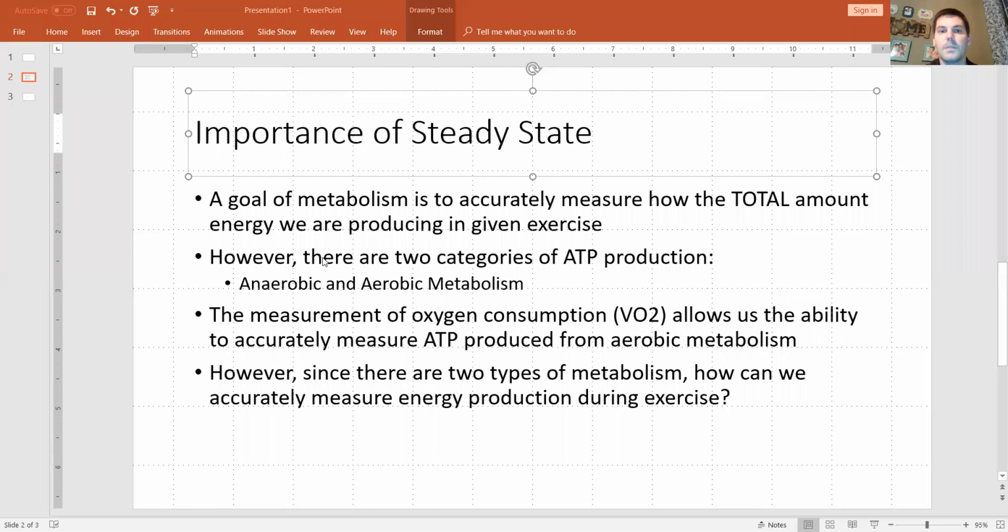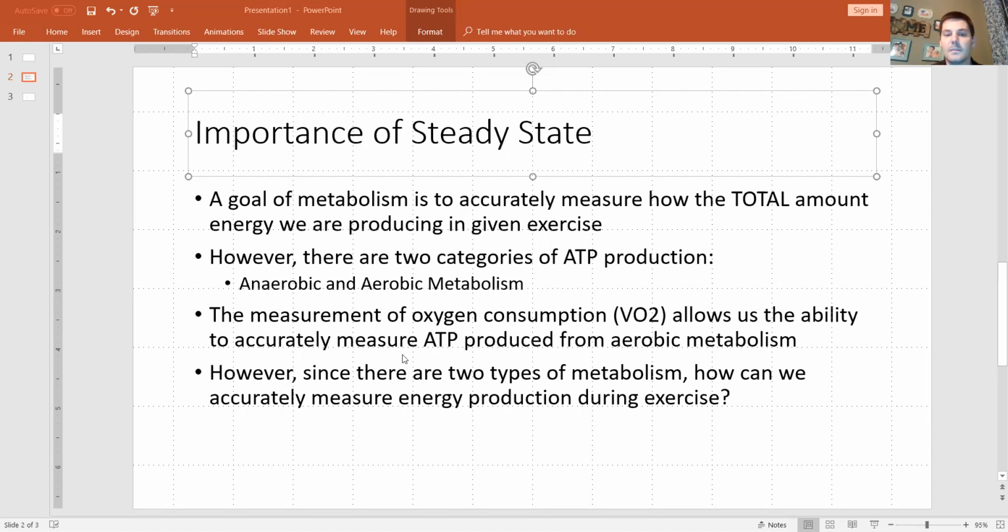So for example, we want to know how much ATP or how many calories we are burning when we run a mile at 7 miles an hour. However, we should be aware that there are two categories of ATP production: oxygen-independent anaerobic and oxygen-dependent aerobic metabolism. When we think about this total amount of energy, both anaerobic and aerobic have the ability to provide ATP to meet our demand for energy for that exercise.